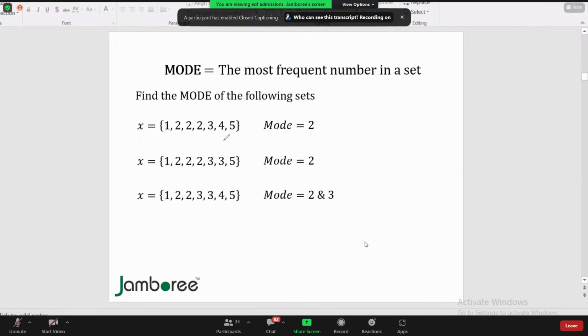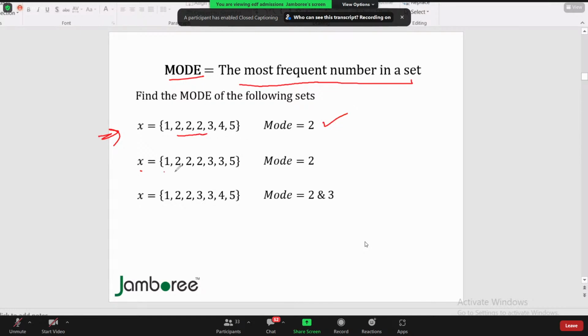Now the next idea or concept is about mode. Simply remember what mode is. Mode is the frequently occurring term in the series. That means the term which appears the maximum number of times in the series is called the mode. The most frequent number in the set is basically known as the mode. For example, if the series goes 1, 2, 2, 3, 4, 5, 2 is appearing the maximum number of times in the series, so the mode of the series will become 2.